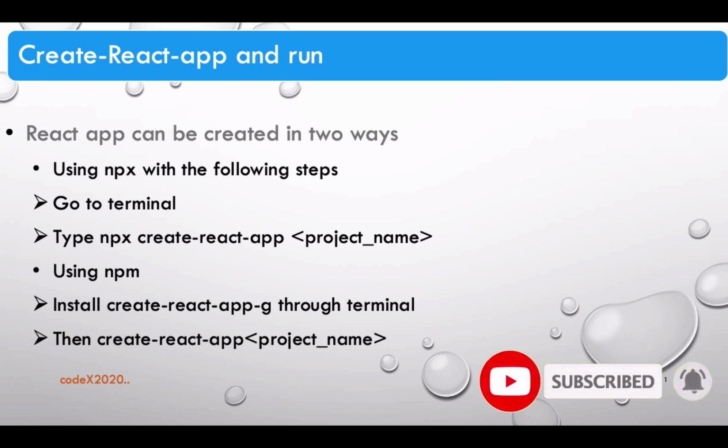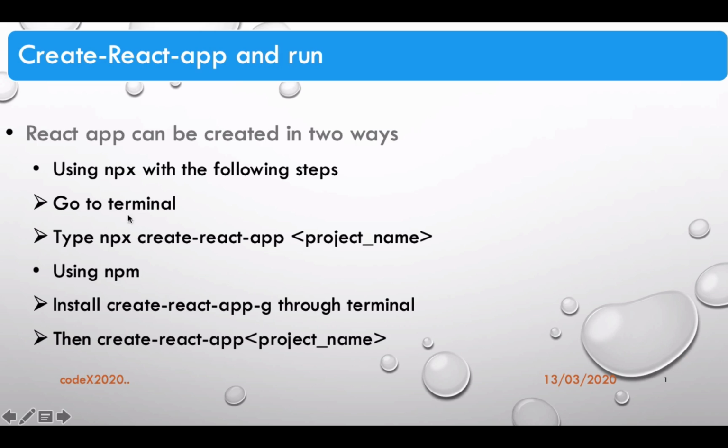Now, a React app can be created in two ways. The first is using npx with the following steps. You go to your terminal and you type npx create-react-app, then you write the name of the project you want to create. Or using Node Package Manager, you first install create-react-app with the flag -g, which is global, through the terminal, and then you write create-react-app, then the project name. I recommend you use npx. That is the easiest way.